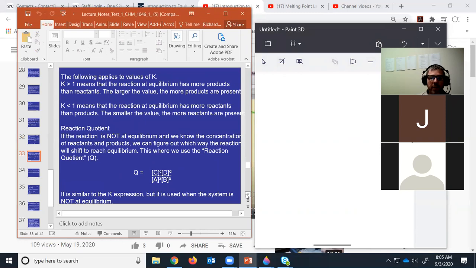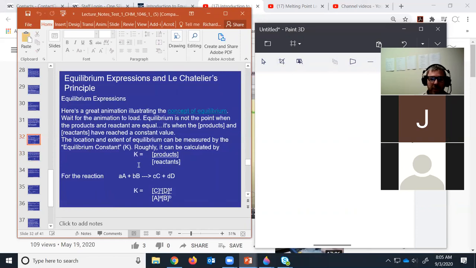So here's what we know. If K is greater than 1, then at equilibrium we have more products than reactants. If K is less than 1, we have more reactants than products at equilibrium. So you can see it's K equals products over reactants. If K is greater than 1, this top number must be bigger.